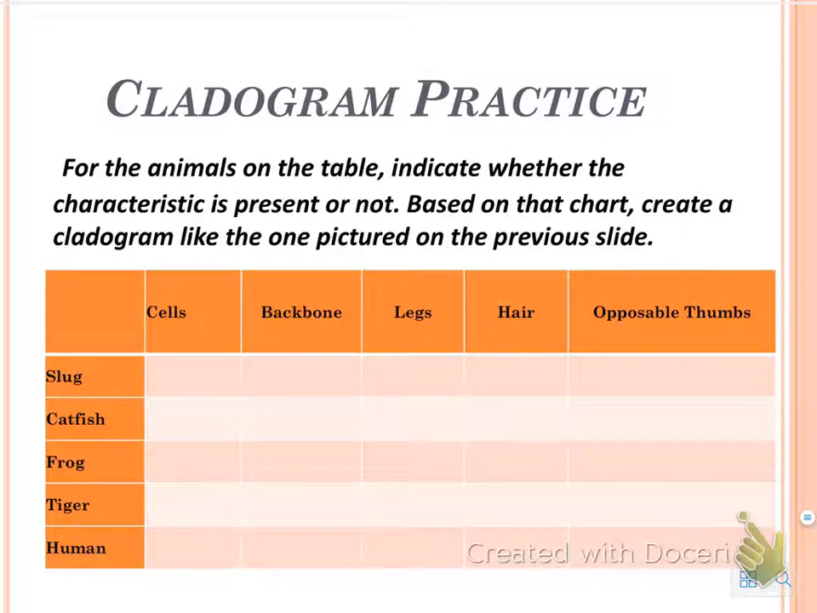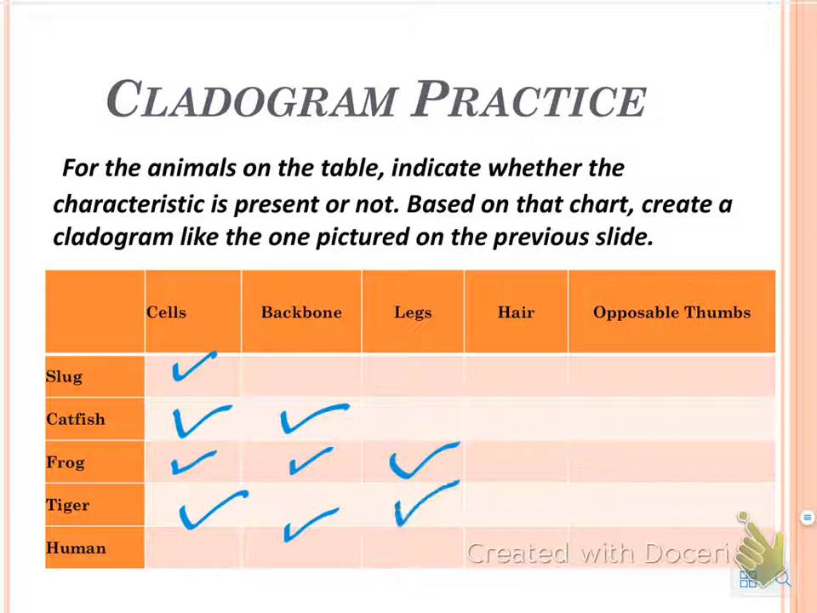There's another way to do a cladogram. When you have animals in the table, you use these characteristics. Does a slug have cells? Yes. A backbone? No. Legs? No. Hair? No. Thumbs? No. Does a catfish have cells? Yes. Backbone? Yes. Legs? Nope. No hair or thumbs. Frog? Cells, backbone, legs, but that's it. Tiger? Cells, backbone, legs, hair, no opposable thumbs. And humans? Check all five. Then what you would do is make a cladogram.